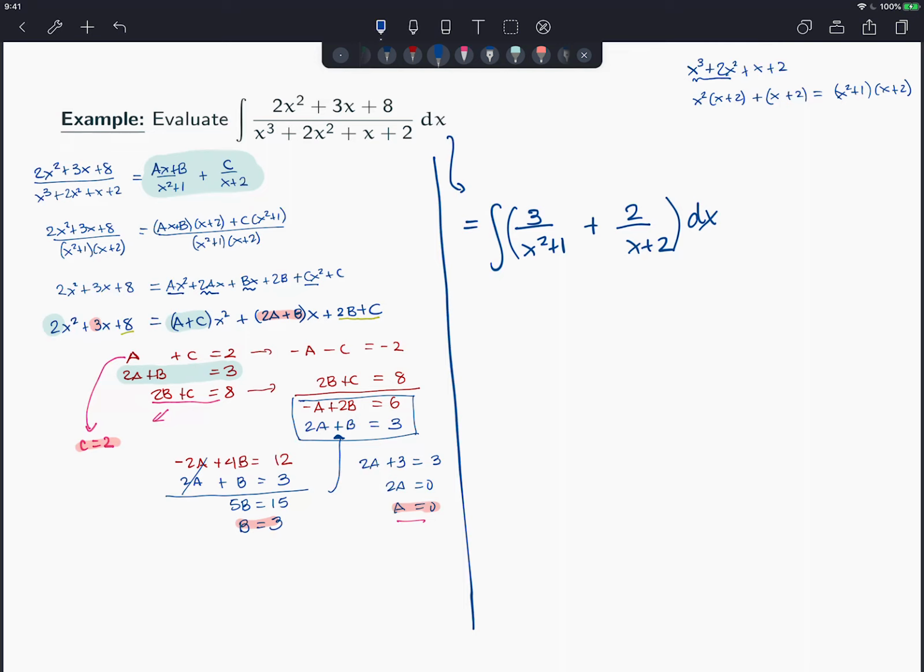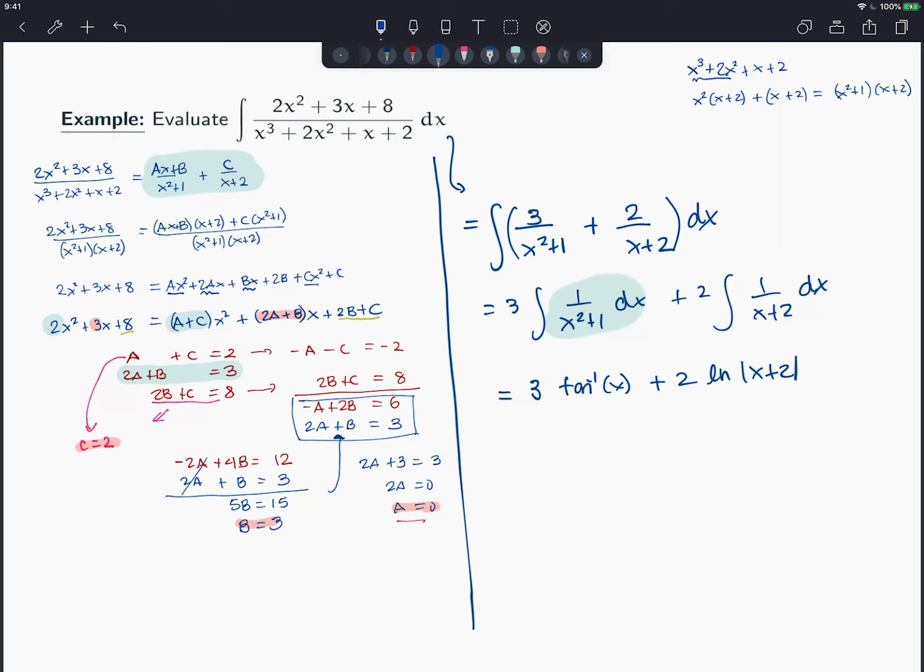Which is pretty simple, because this becomes 3 times the integral of 1 over x squared plus 1, and this becomes 2 times the integral of 1 over x plus 2. Recall that 1 over x squared plus 1 is exactly the derivative of the tangent inverse of x, so this is 3 times the tangent inverse of x. And this, what we did before, is a natural log of x plus 2. Okay, so this is a more complicated example of solving an integral by partial fractions.